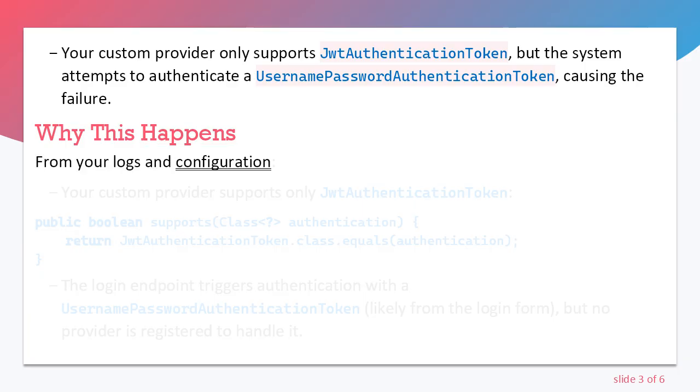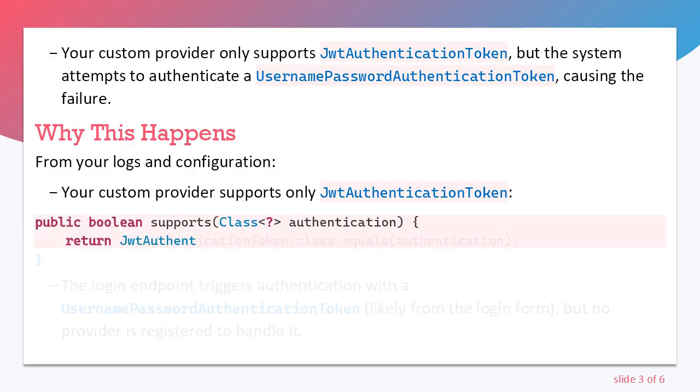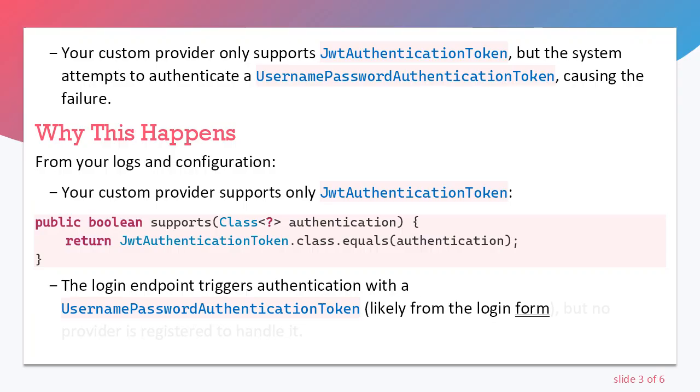Why this happens? From your logs and configuration, your custom provider supports only JWTAuthenticationToken. The login endpoint triggers authentication with a UsernamePasswordAuthenticationToken, likely from the login form, but no provider is registered to handle it.